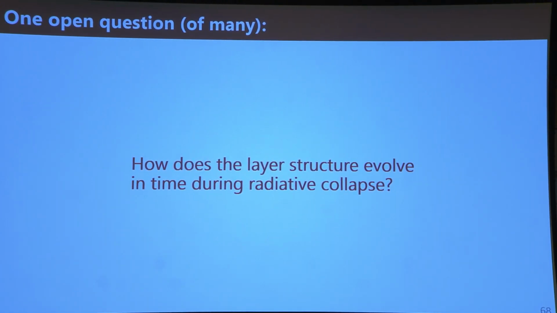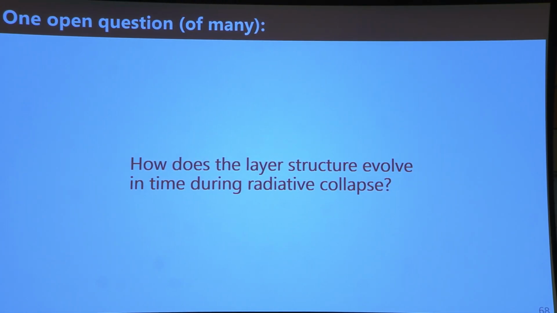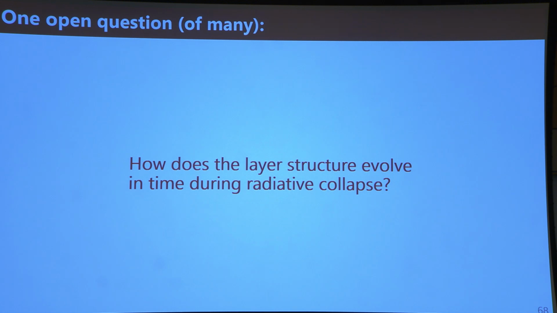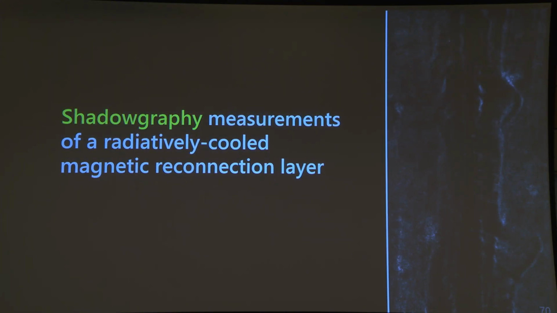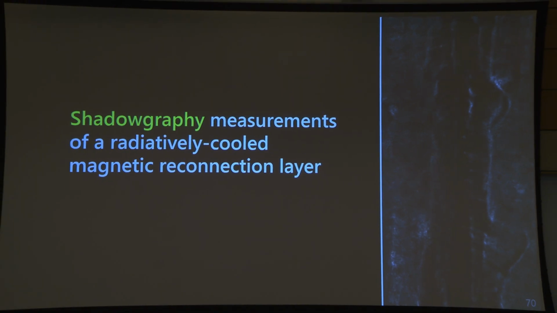So bringing it back to this question. Now we have the background, we have the theory, we have the experiment, but now we need to choose how we actually diagnostically measure this. How do we get any information about the layer structure? That brings us to the first word of the title, shadowgraphy.